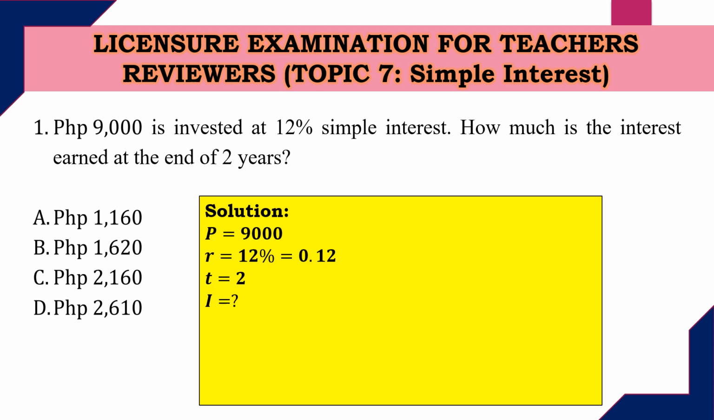Ang hinahanap ngayon ay yung simple interest at the end of 2 years. So, the formula for that is I equals PRT. So, we are just going to substitute the given values doon sa ating formula which is PRT. So, we have 9,000 times 0.12 times 2 and that is equal to 2,160 and that is letter C. So 2,160 is the interest at the end of 2 years.